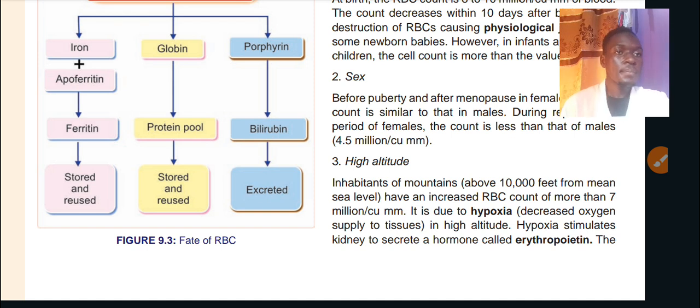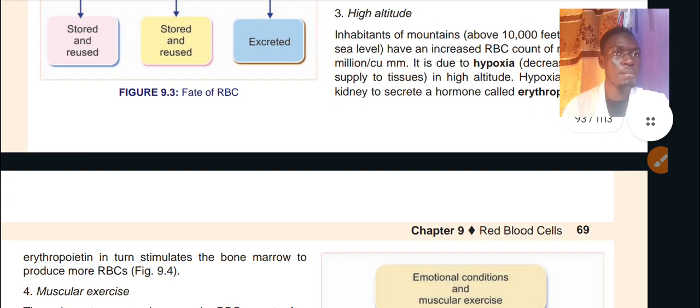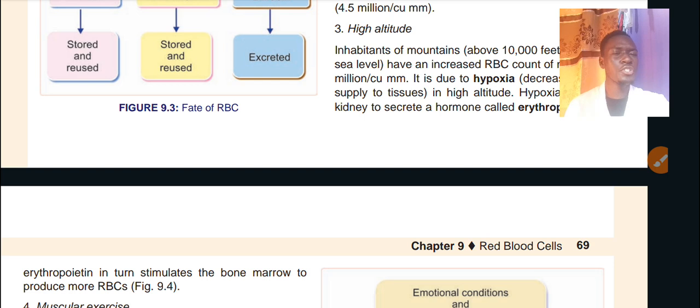Then for sex, you realize that just like we explained earlier, males and females have different counts, and realize that males and females before puberty and after menopause actually have the same red blood cell count. However, those that are experiencing menstruation have a lower count because of the monthly shedding of blood. High altitude also is associated with decreased supply of oxygen or low oxygen partial pressures.